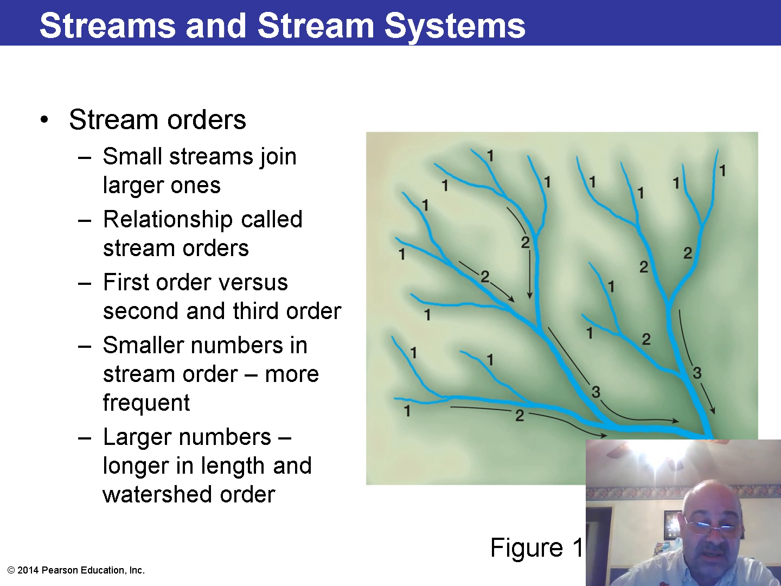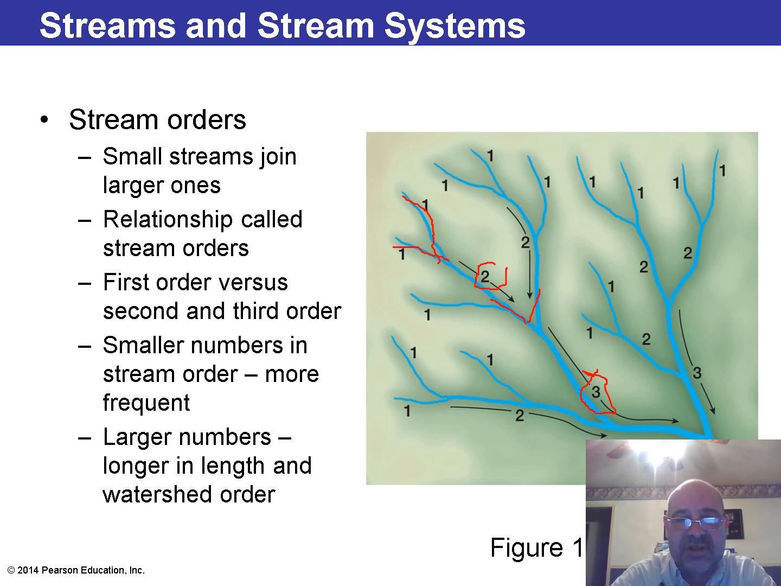Here we go. Let's get out my handy dandy little pen here. So as you can see, we've got this one here and this one. So two ones make a two, right? There we go, two twos. And then two twos make a three, okay? This relationship is called stream orders.